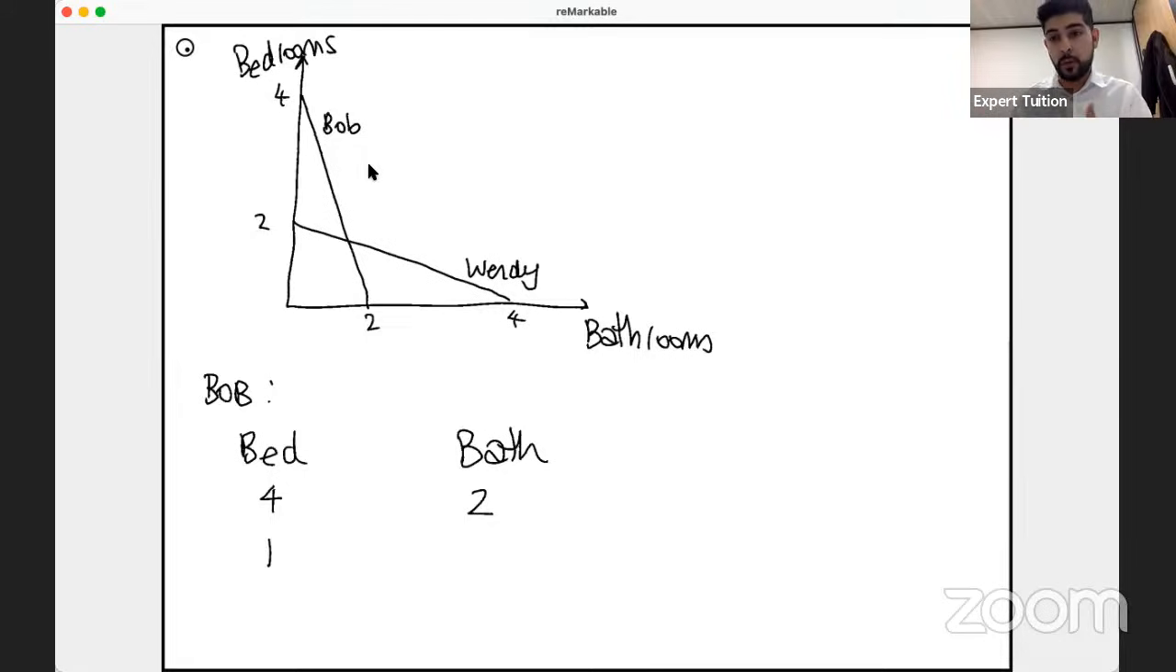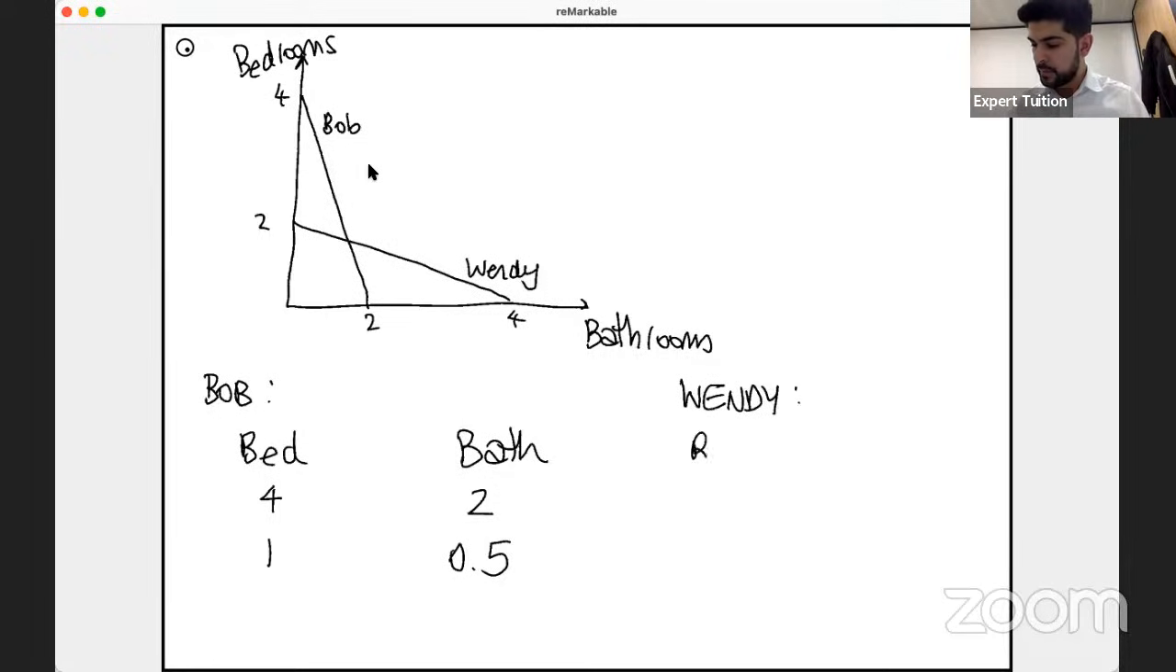How did I make 4 become 1? Well, I simply divided it by 4. 4 divided by 4 is obviously equal to 1. I therefore need to do the same thing to the other side. 2 divided by 4, very quick maths, is 0.5. In words then, I've just figured out that for every 1 bedroom that Bob makes, he sacrifices half a bathroom. Okay, let's do the exact same thing for Wendy now.